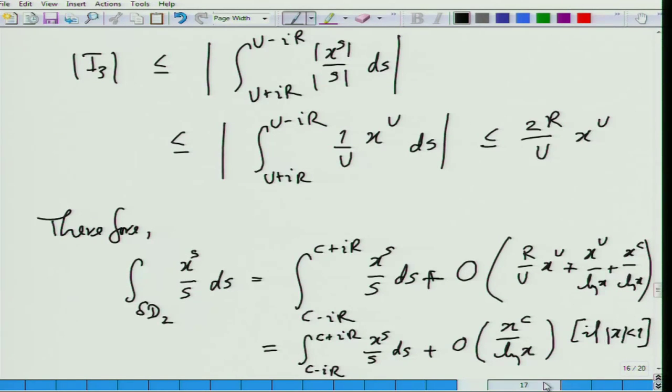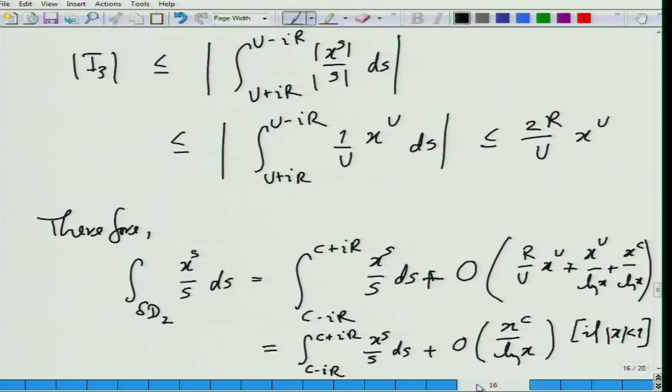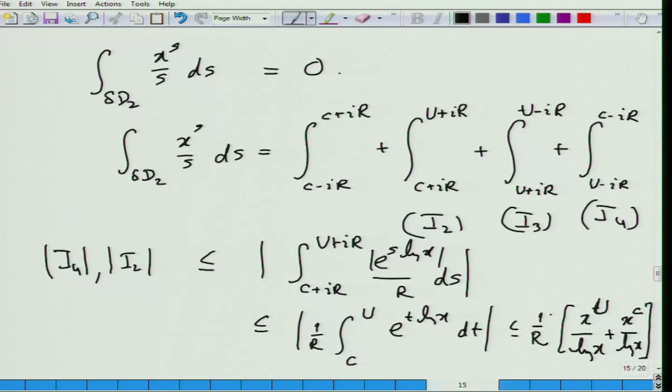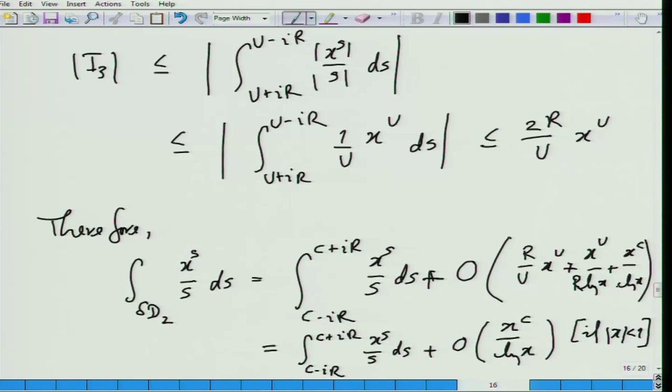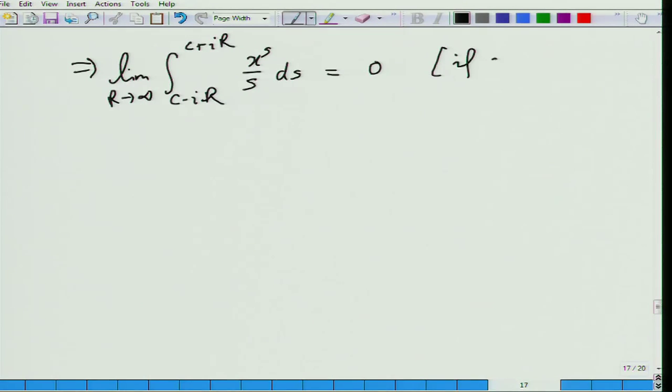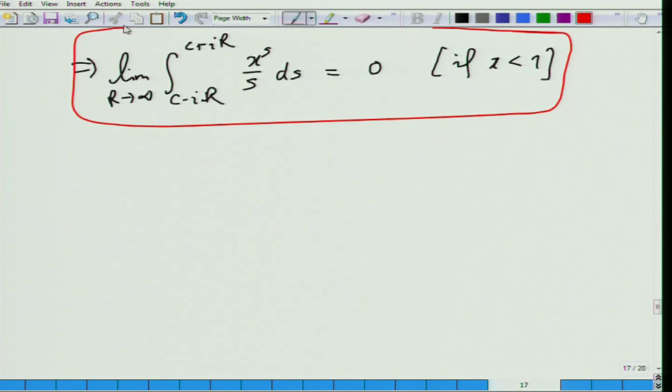Okay? And now, if you send r to infinity, what do you get? This is 0, there is something missing. This is 1 by r on the outside for I 2 and I 4. So, this also goes to infinity. And this gives me therefore, the function that we want.